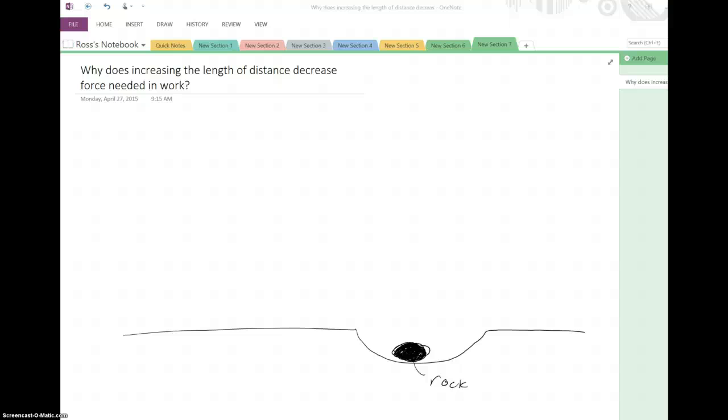So I think one of the confusing things about work, and then adding in the simple machines that we've been talking about, is understanding why increasing the length of the distance decreases the force needed in work. I think we get it mathematically when we look at the work equals force times distance equation. If this stays a constant, right?